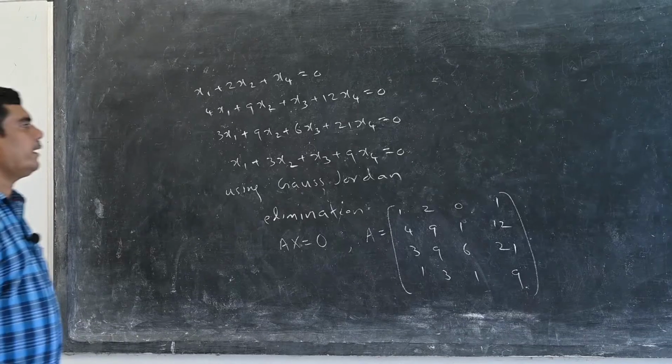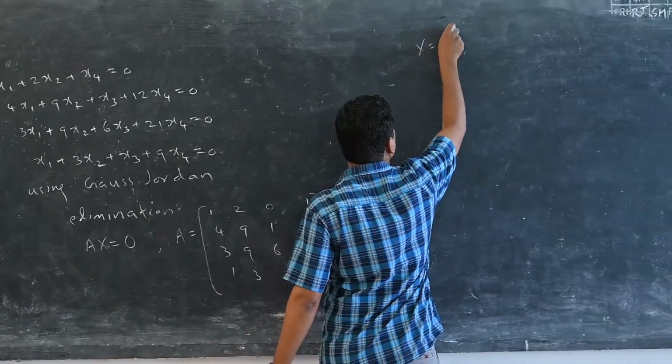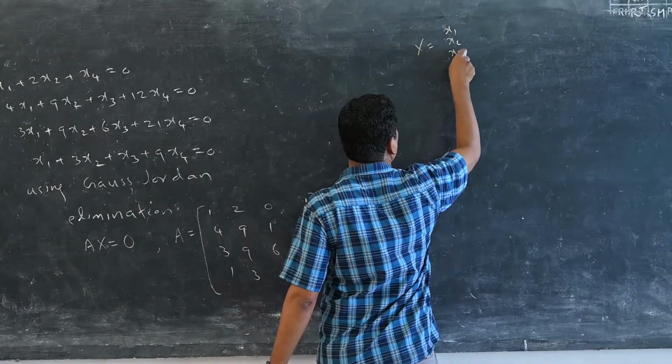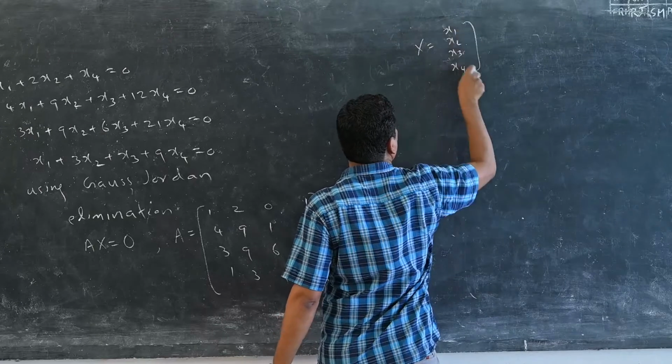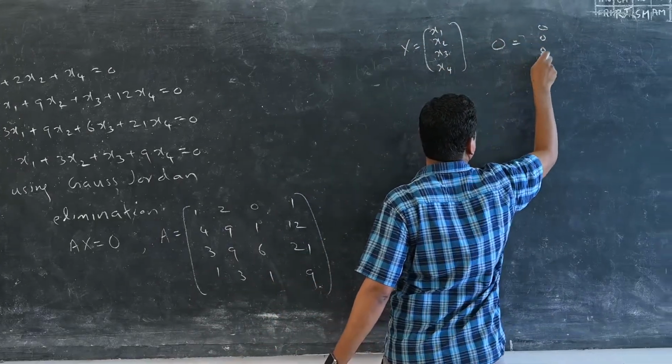X is the column matrix of unknowns. X is x1, x2, x3, x4. And this 0 is the 0 matrix, 0, 0, 0, 0.